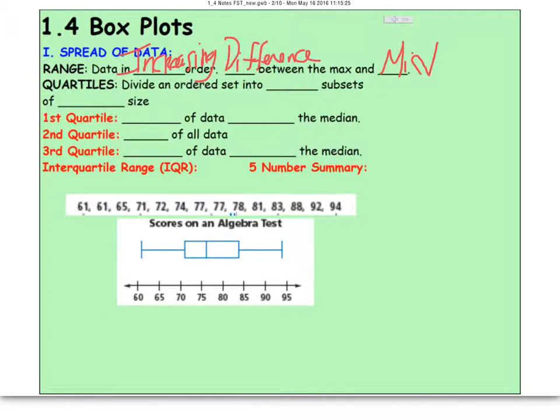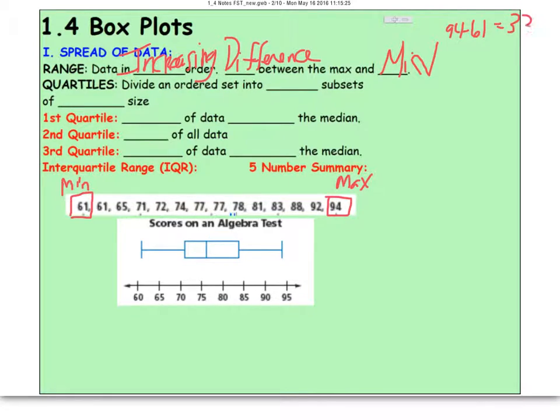So I'm going to go down and look at this data that we have. They're test scores for an algebra test. It's already in increasing order, therefore I can find the maximum. Our minimum here is 61. The maximum is 94. So if I needed to find the range on that, all I would do is take the 94 minus the 61, and we're going to get 33.